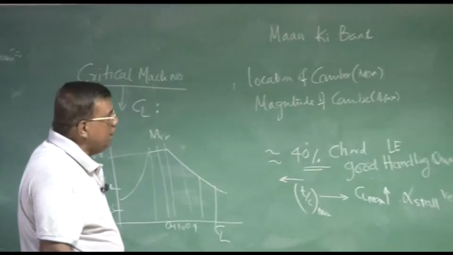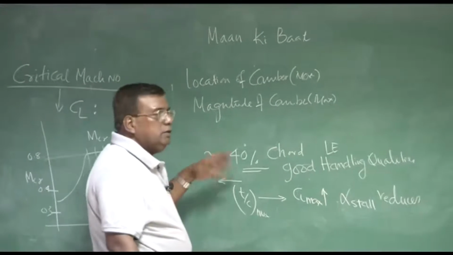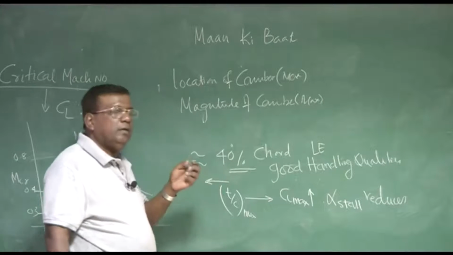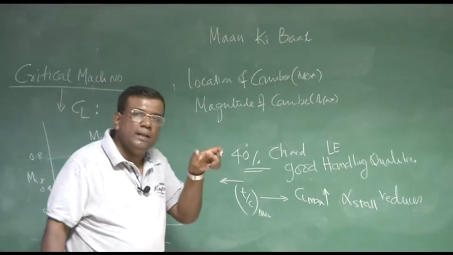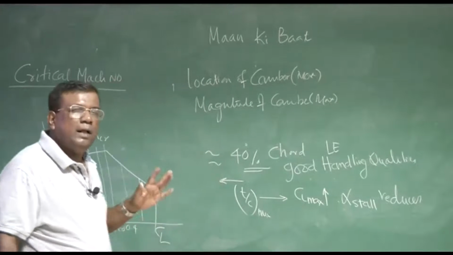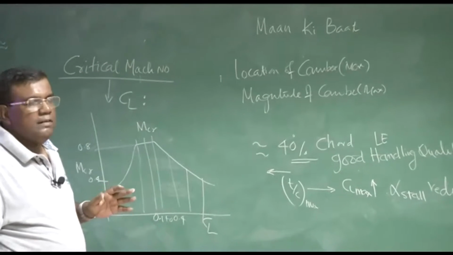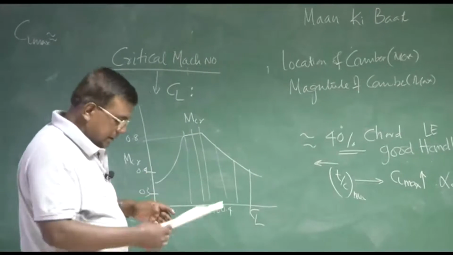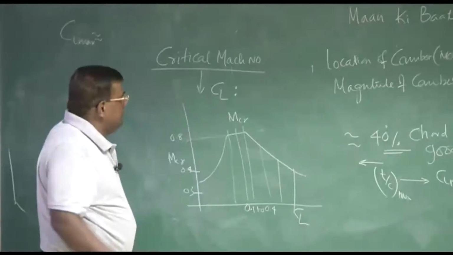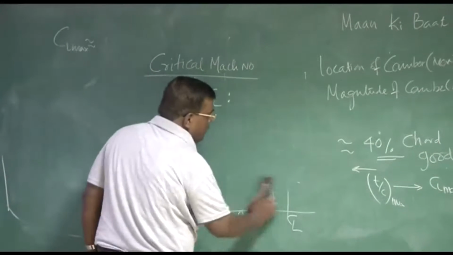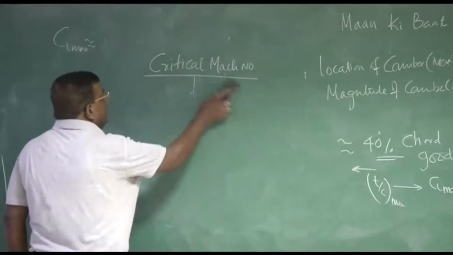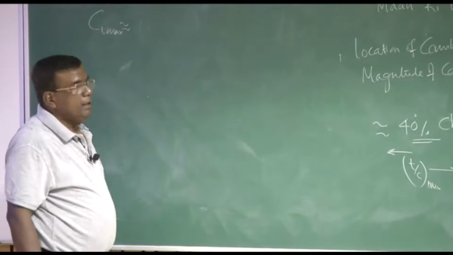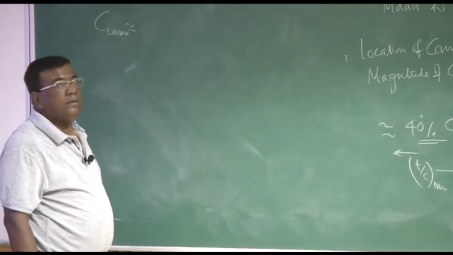So that is why, with all those data sets, as a designer, if you locate the t/c maximum at roughly 40% of the chord from the leading edge, you can assume from the conceptual stage that it is likely to give good handling qualities. These are the experiences I am sharing. These are not numbers which you can challenge in court. 40 could be 35, 35 could be 37, but it is not 10%.